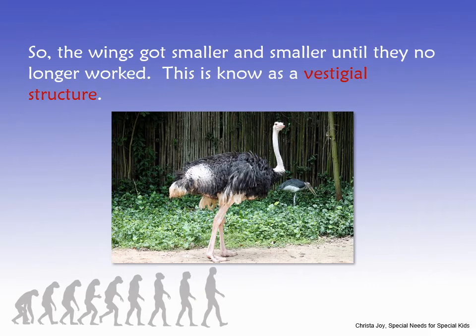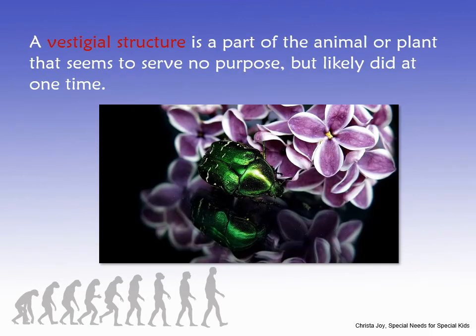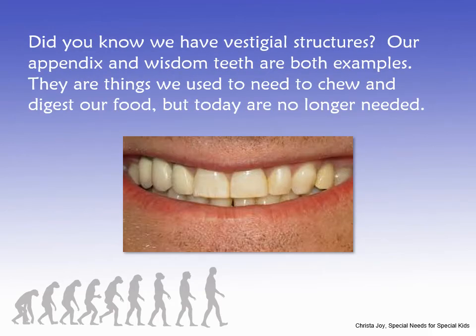So the wings got smaller and smaller until they no longer worked. This is known as a vestigial structure. A vestigial structure is a part of the animal or plant that seems to serve no purpose, but likely did at one time. Did you know we have vestigial structures? Our appendix and wisdom teeth are both examples. They are things we used to need to chew and digest our food, but today are no longer needed.